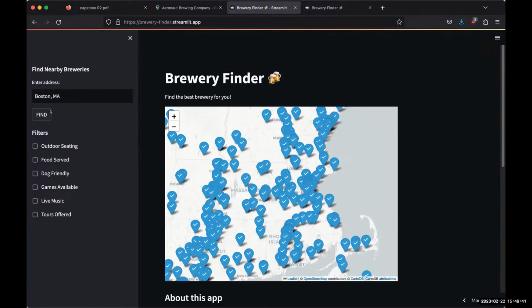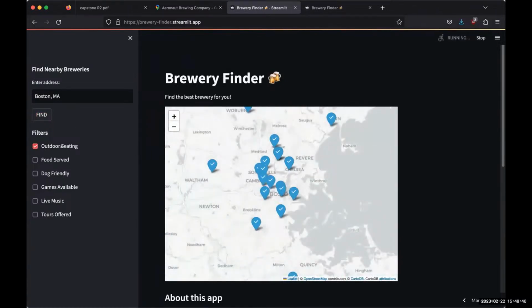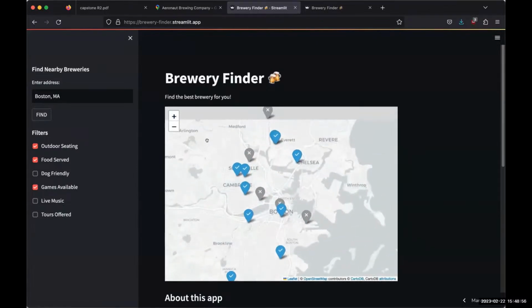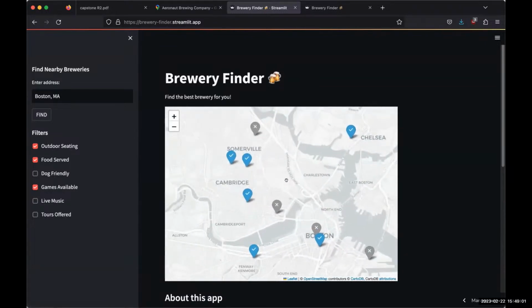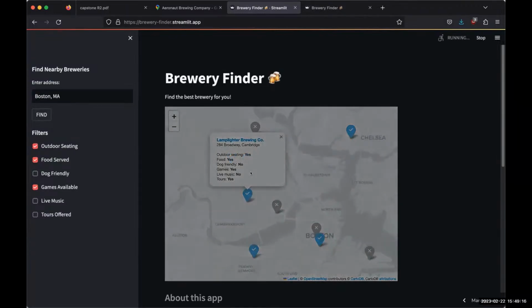So for example, say I'm visiting Boston, Massachusetts, and I'm looking for something with outdoor seating, serves food, and has games available. I can quickly see the remaining options that meet all my criteria in blue, as well as the options that don't meet my criteria, but if location is important to me, these are still shown in gray. As I hover over the options, I can see the different brewery names, see if I might recognize one of them. If it looks suitable, I can click on it and get a nice summary of all the feature information.